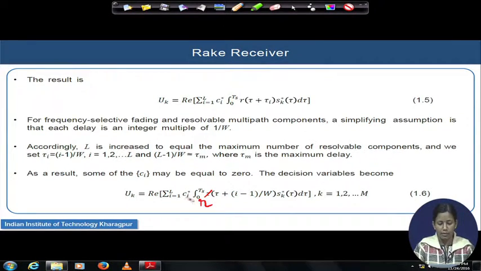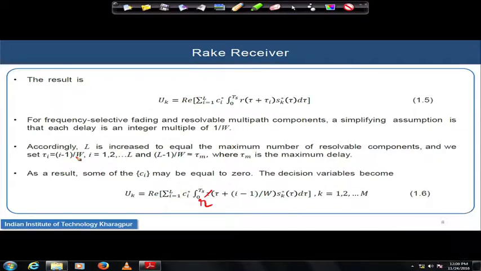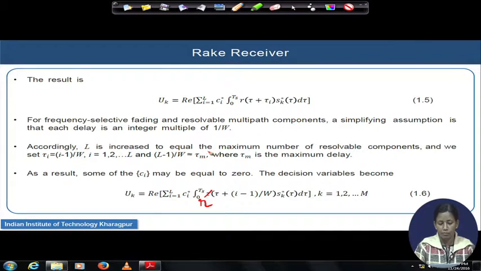So, finally, this will be replaced by r(tau plus (i minus 1) by W). This (i minus 1) by W is nothing but the expression for tau_m. So, i is varying up to capital L, that is why if you substitute, (L minus 1) by W, where 1 by W is the gap of arrival of the multiple paths as we have understood. So, you end up with the maximum (L minus 1) by W given by the maximum delay spread tau_m. We have just replaced this tau_i by this expression, where i varies from 1 to capital L.